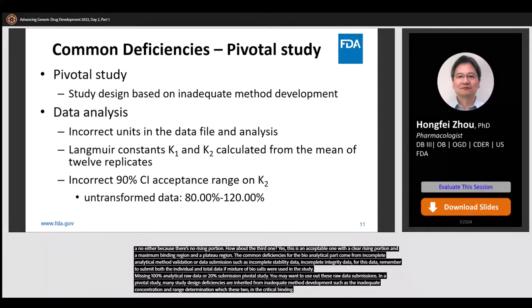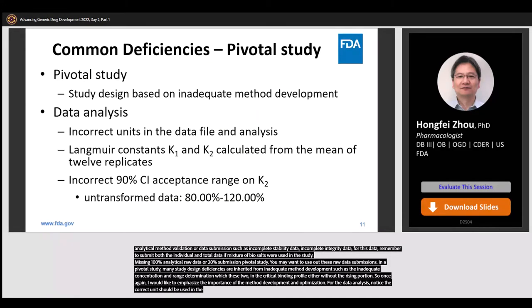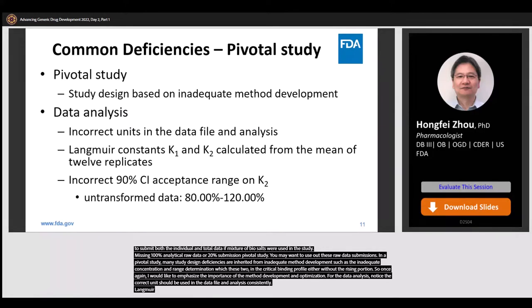For the data analysis, notice that correct units should be used in the data file and the analysis consistently. The Langmuir constants K1 and K2 should be calculated from the 12 individual replicates, but not the mean of 12 replicates. And be careful that the 90% confidence interval acceptance range of K2 is 80 to 120%, because the untransformed data were used here for analysis.